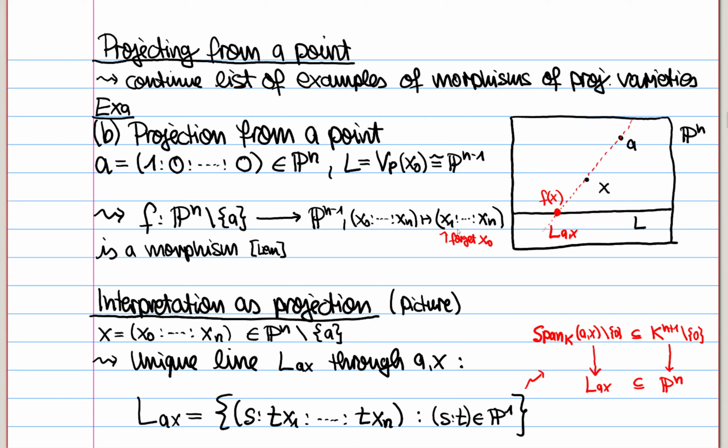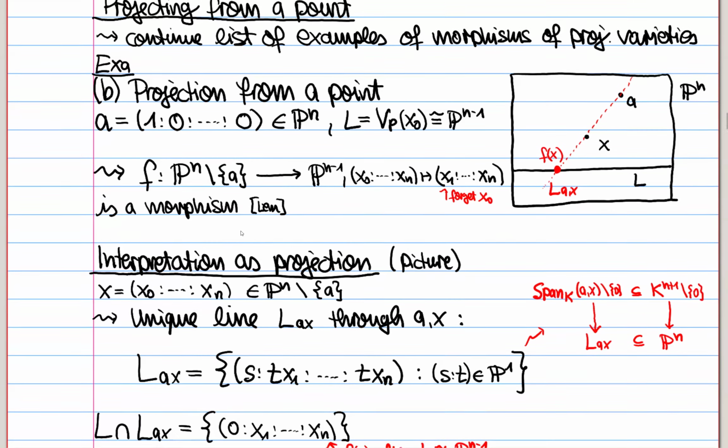And where is it defined? Well, it's defined away from the vanishing locus of all these components. The vanishing locus of x1 up to xn is just exactly this point here, because if you require all of the last n coordinates to vanish, then the first coordinate is some non-zero scalar. You can scale it to 1, and then you get exactly this point A, where it would not be defined. So a priori, this just looks like a standard application of the lemma that we had.